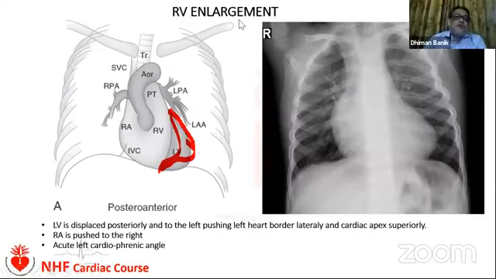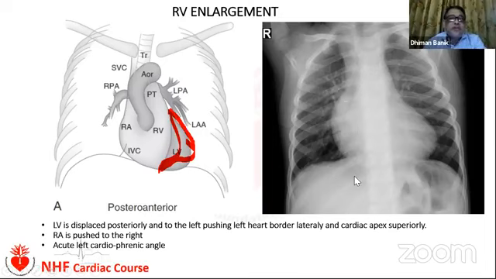The features of right ventricular enlargement: when the right ventricle is enlarged, the LV is displaced posteriorly and to the left, pushing the left border laterally, and the cardiac apex is shifted superiorly. So the left cardiophrenic angle is acute. Right ventricular enlargement produces an acute cardiophrenic angle.